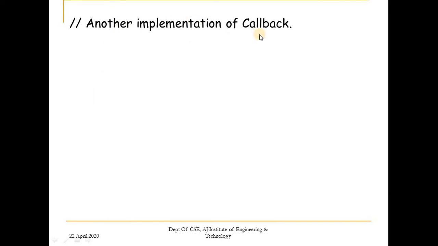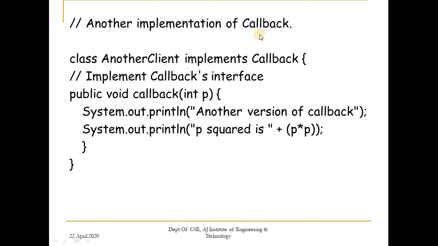Another implementation of Callback. Let us see how this implementation works. There is this class, AnotherClient, which also implements the same interface Callback. We have already seen that the same interface can be implemented by two or more classes, correct? So this Callback interface can be implemented by any number of classes. So this is another class, named AnotherClient, which is going to implement the interface Callback.